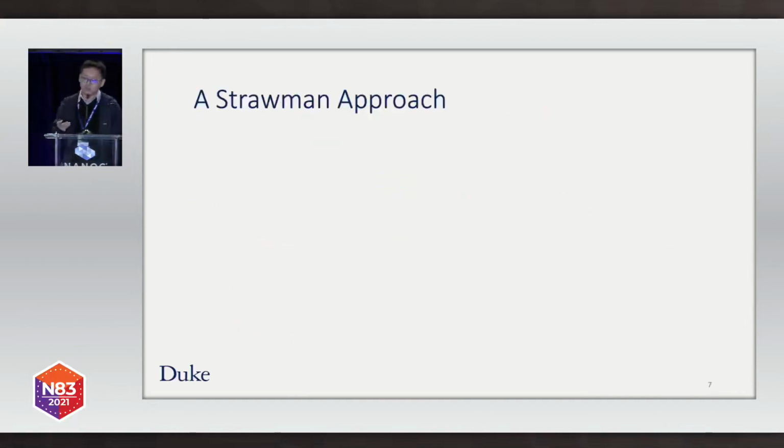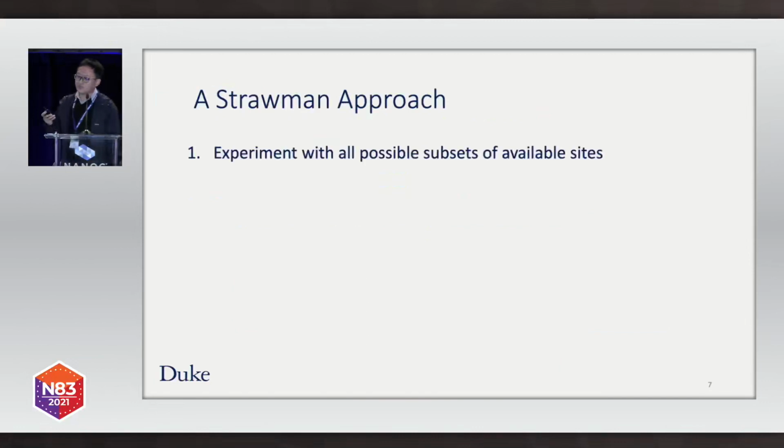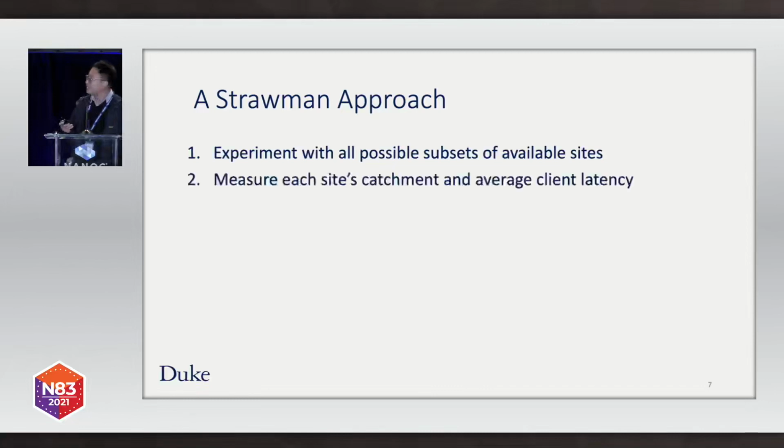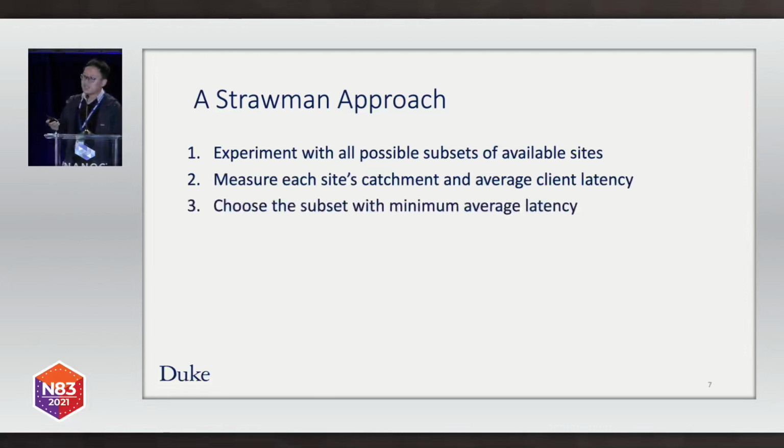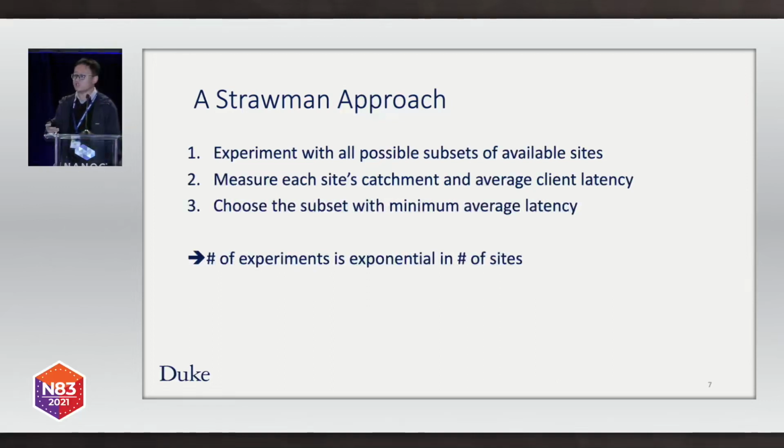So we have a strawman approach to solve this problem. First, we experiment with all possible subsets of all available Anycast sites. For each subset, we deploy the configuration and measure each site's catchment and the average client latency. In the end, we just choose the subset with minimal average latency. But this methodology has a very serious problem, which is scalability. The number of experiments we need to do in this strawman approach is exponential in the number of sites.